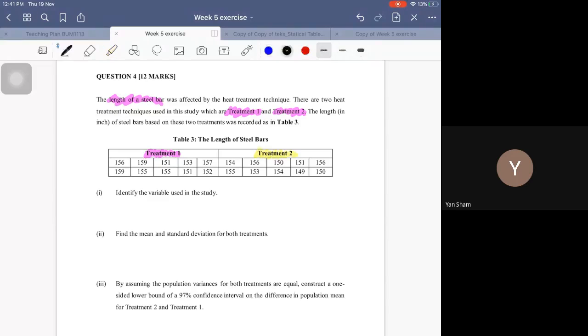And what is the sample size for the first treatment? So we have a sample size of 2, 4, 6, 8, 10. So it's going to be 10. And even for the second one, we have 10 samples for treatment 2.